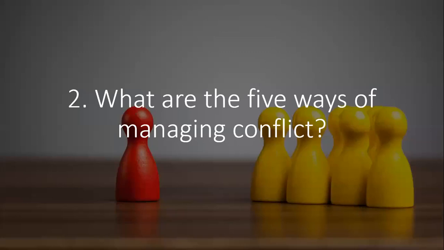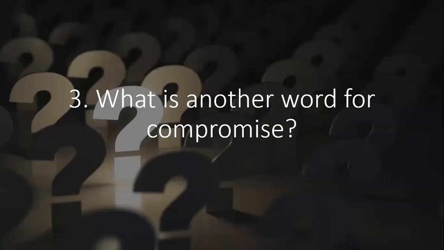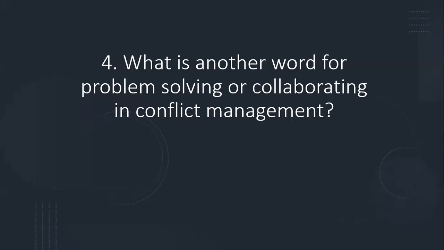So that goes to question 2. What are the 5 ways of managing conflict? This was better addressed in the PMBOK Guide 6th edition. You've got compromise or reconcile, you've got collaborate or problem solve, all those ones that I just mentioned. What is another word for compromise? Reconcile. What is another word for problem solving or collaborating in conflict management? That is also called confronting.